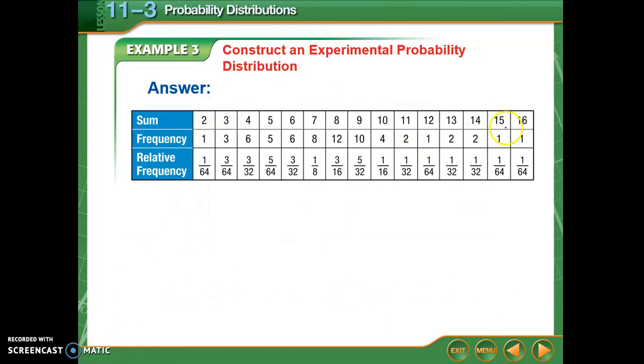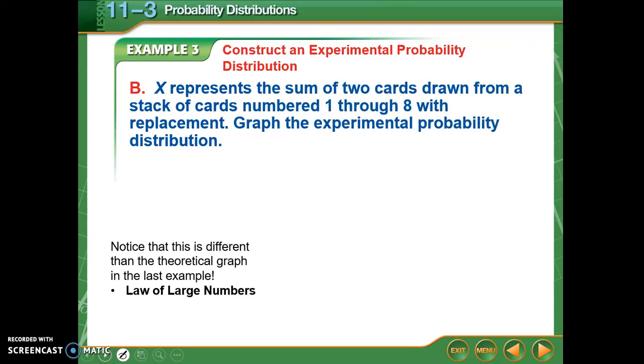And this is the relative frequencies that I get. So here are the frequencies, right? I got a 2 once, I got a 3 3 times, I got a 4 6 times, I got a 5 5 times, and so on. And then I divide each of those frequencies. Remember, relative frequency is the frequency divided by the number of trials. So this was 1 over 64, 3 over 64, 6 over 64, and so on. So that's what my probability distribution frequency table looks like.